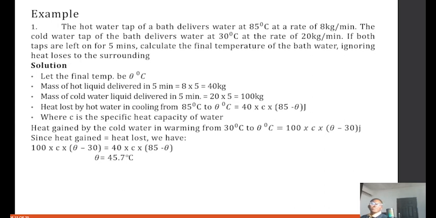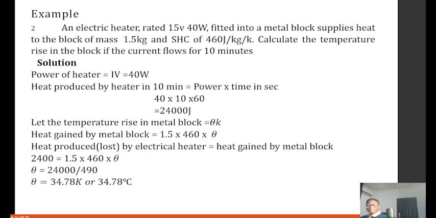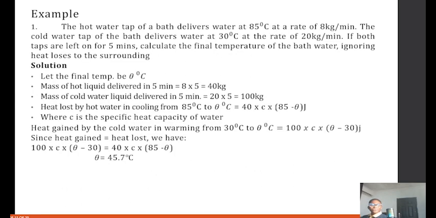So we cancel C. That's just what this one is going to tell us. So 100 multiplied by theta minus 30 is equal to this, and we get our theta. This is another question. I hope you understood that very clearly. It's so simple actually.